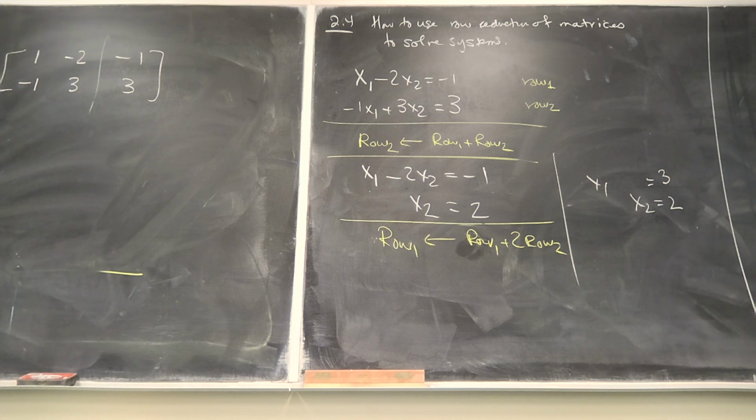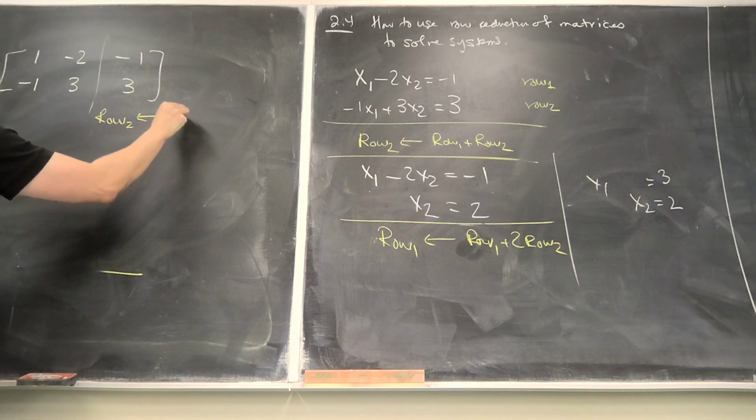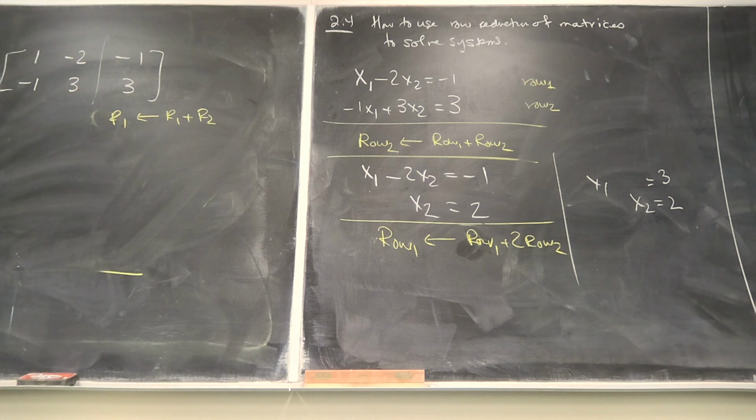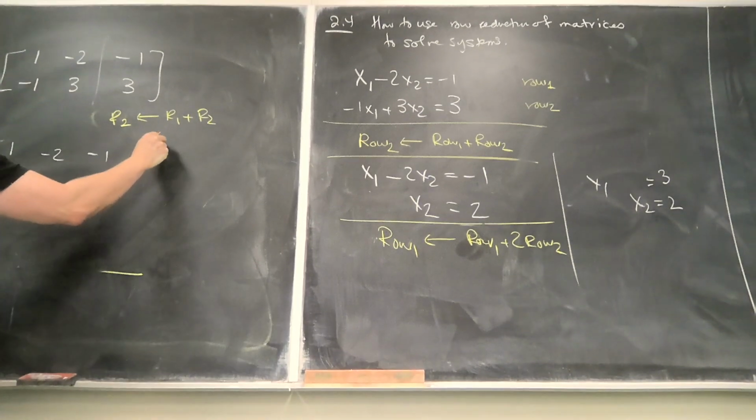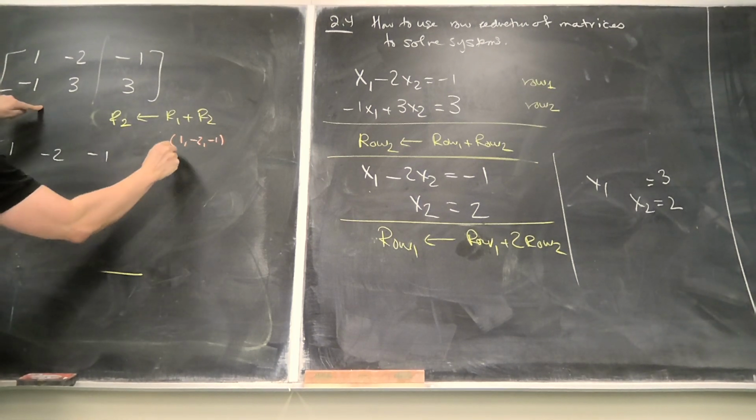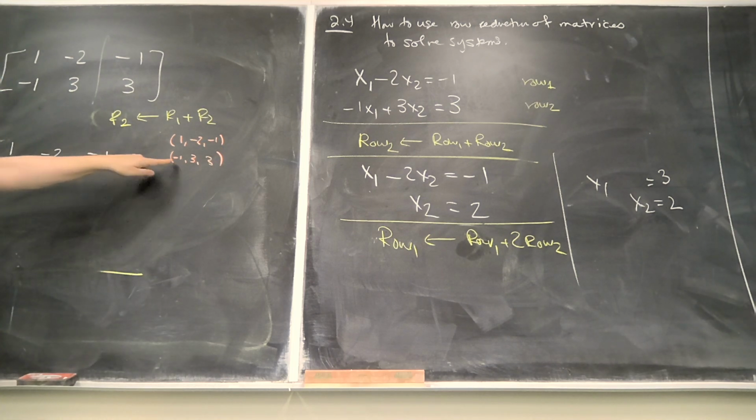Now, if I do exactly the same operations here, row 2 gets replaced by row 1 plus row 2. Okay, so row 1 got left alone. So 1 minus 2 minus 1. Sorry, so that says I'm going to replace row 2. So row 2 is replaced by the sum of the rows. What a lot of people like to do in steps like this is actually write down what they're doing. So row 1 is 1 minus 2 minus 1. And row 2 is minus 1, 3, 3. And if you add those two together, you get 0, 1, 2.